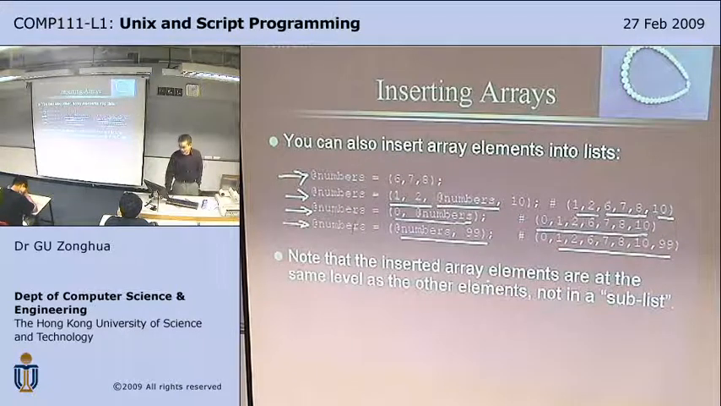So the inserted array elements are at the same level as the other elements, not a sublist, as lists in Perl are flat. It's not hierarchical. Now, if you do these insertions, the resulting array is flat. You cannot tell how it's constructed. It's a flat list of numbers.